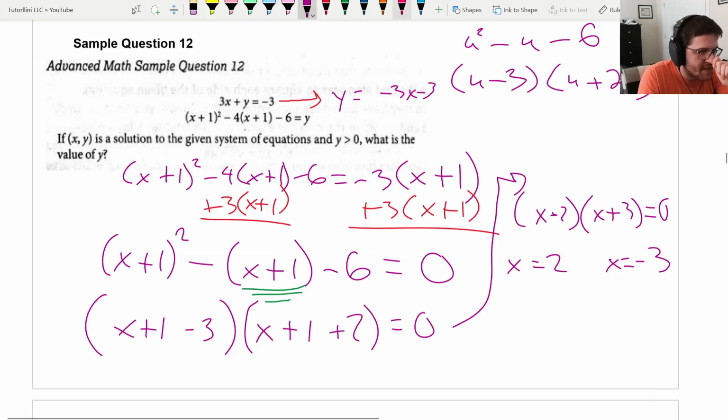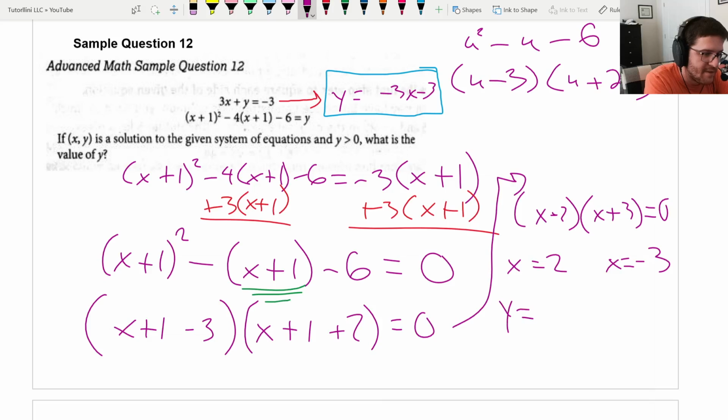So we need to plug these back in to the equation that was with our loner variable, this one. So we're going to plug in 2. Negative 3 times 2 is negative 6. Minus 3 is negative 9. And then for the other one, negative 3 times negative 3 is positive 9. Minus 3 is 6. So it wants a positive value of y. Y is greater than 0.